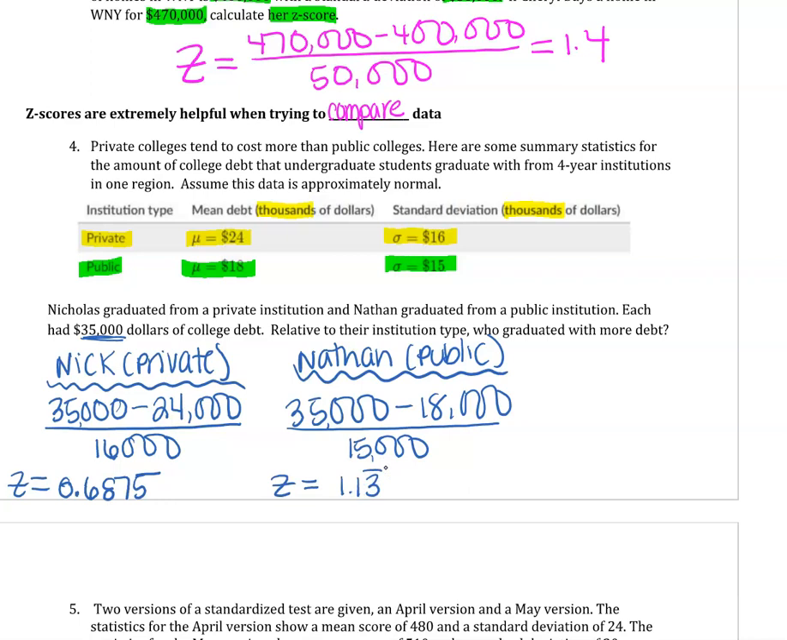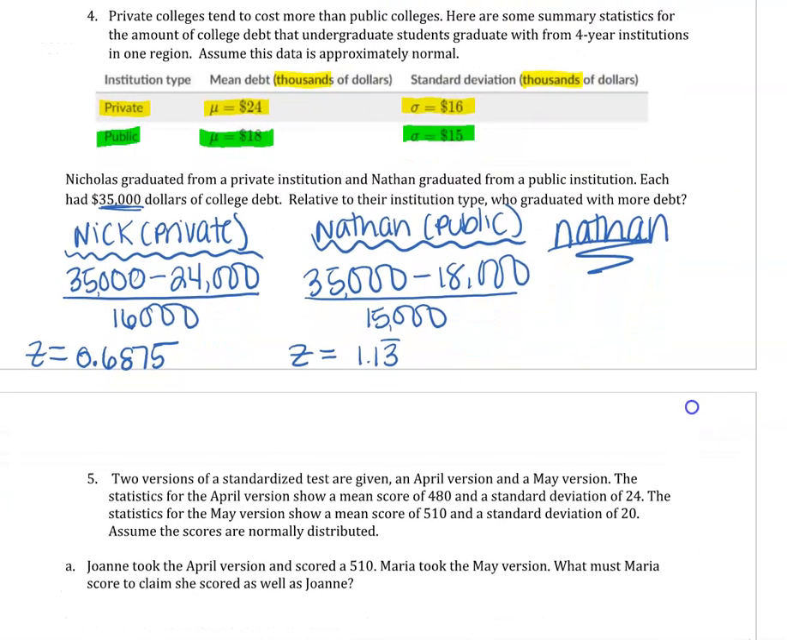Okay, so by calculating the z-scores, that helped me more easily compare how Nick and Nathan did relative to the mean debt that they should have coming from their universities. So who graduated with more debt relatively? Nathan actually did. And that's because his debt was 1.13 standard deviations above the mean, as opposed to Nick, who is only 0.6875 standard deviations above the mean. All right, we have one more question to go through.